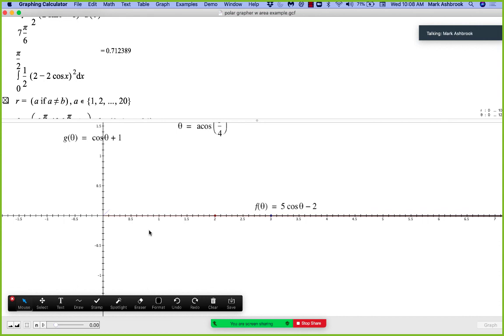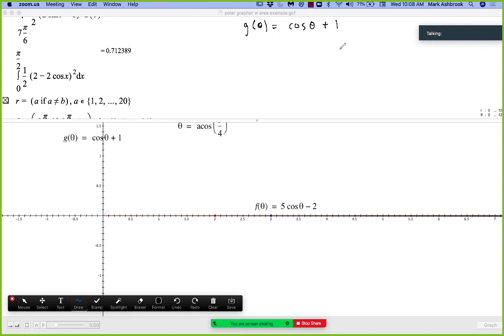So first of all, let's practice. I want you to practice, because this is super important. I've got two functions here. g of theta is cosine theta plus 1, and f of theta is 5 cosine theta minus 2.